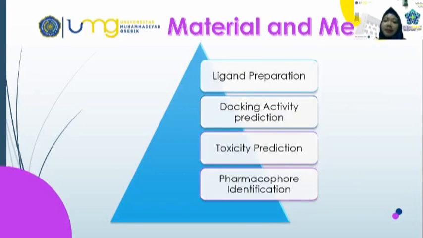After we have the activity, we must select 5, and after we have the 5 with higher activity than the reference, we do toxicity prediction in ProTox. After that, only one is chosen for pharmacophore identification, the one that has higher activity and minimal toxicity.